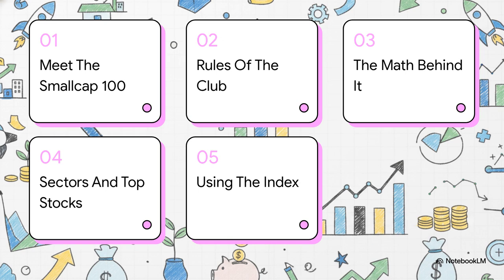Here's our game plan for today's explainer. First, we'll meet the Small Cap 100. Second, we'll go over the rules of the club. Third, we'll break down the math behind it. Fourth, we'll look at the sectors and top stocks. And finally, using the index. Let's get right to it.